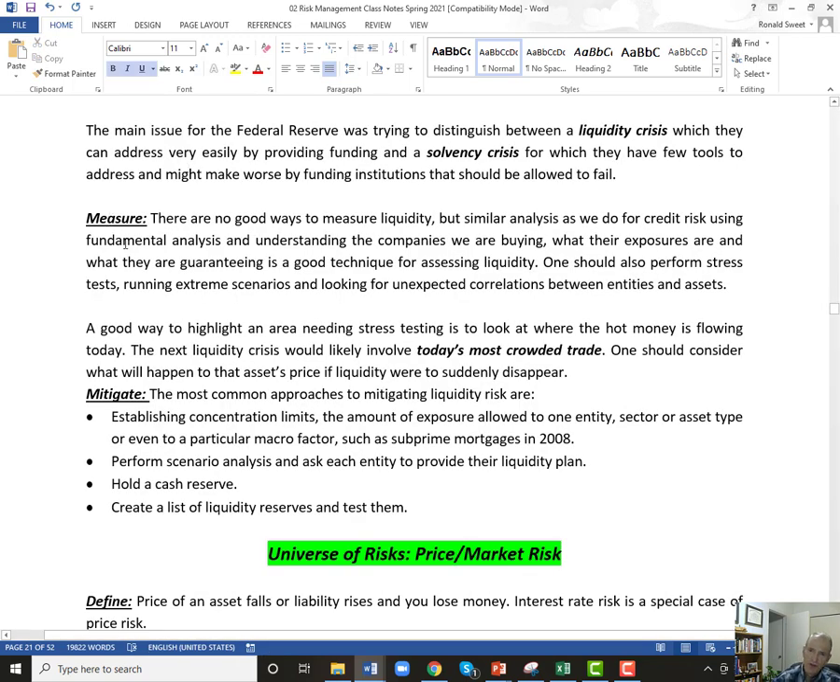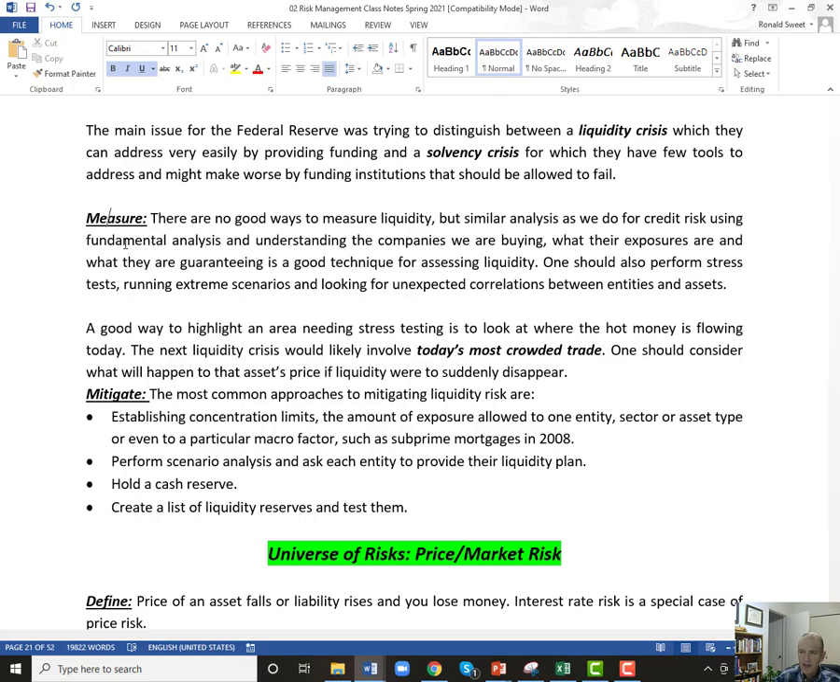How do you measure liquidity? And this is so difficult. There's no obvious way. And let me tell you, what you might think is, well, let's look at history. Let's see what illiquid assets had done in prior liquidity crises. But the problem is every crisis is very different.